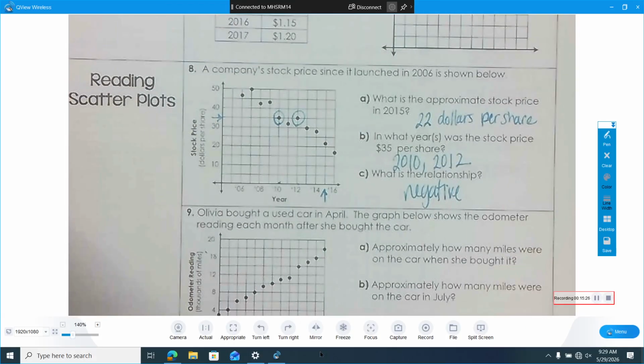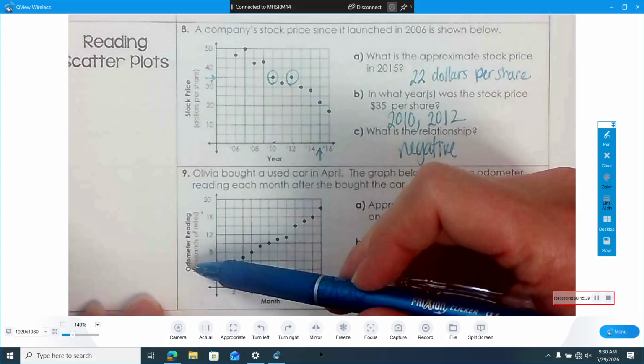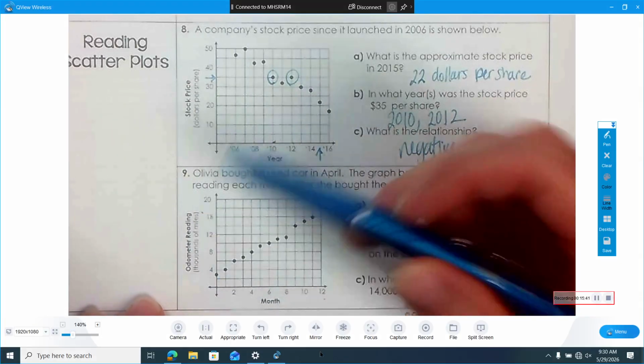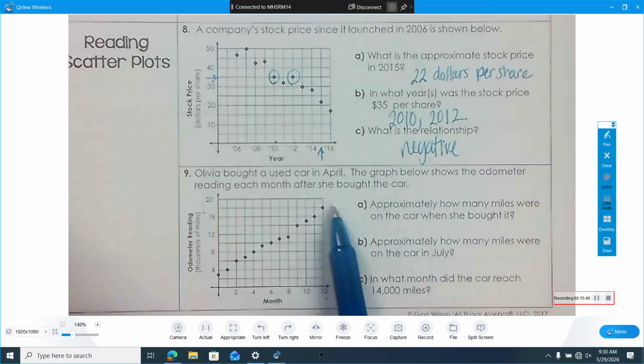Okay, Olivia bought a used car in April. The graph shows the odometer reading. What's the odometer? How many miles your car has driven? Yeah. And you'll notice that the odometer reading is in thousands of miles. So 4 means 4,000, and 12 means 12,000. So you got to keep that straight. Reading each month after she bought the car.